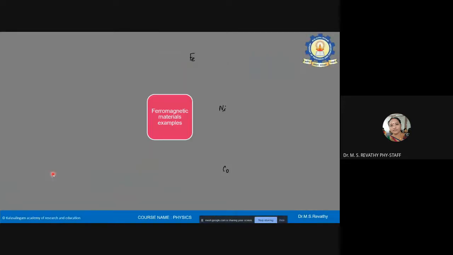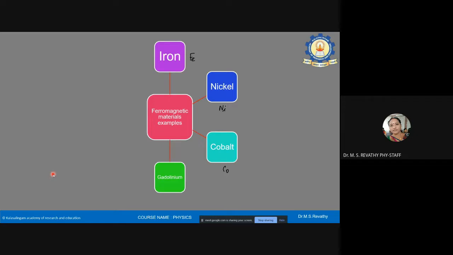Now, getting back to the examples. 3 examples you already know: iron, nickel, cobalt. In addition, I am giving you a few more: gadolinium, dysprosium, and magnetite. These are the examples of ferromagnetic material. Gadolinium oxide we have seen for paramagnetic material. When it is a single element, we can consider it to be a ferromagnetic material.